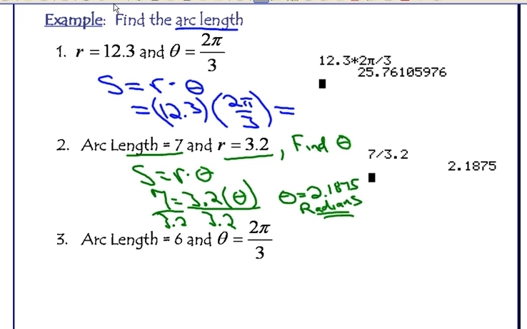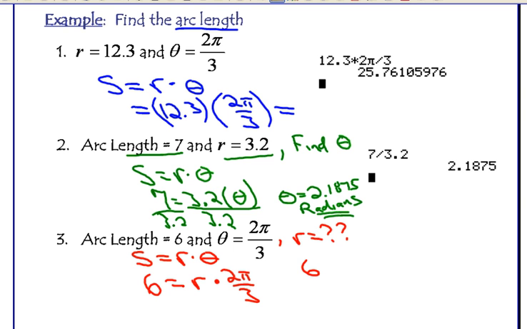All right, same deal with this question. The arc length is 6. This time they give us the angle. Same formula. Arc length is the radius times the angle. We'll put our 6 for the arc length. The radius they don't give us. And again, that's kind of the question here. I should have been a little clearer about that, but that's our question. What's the radius? And our angle is 2 pi thirds.